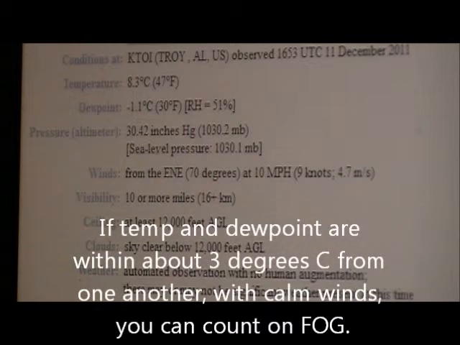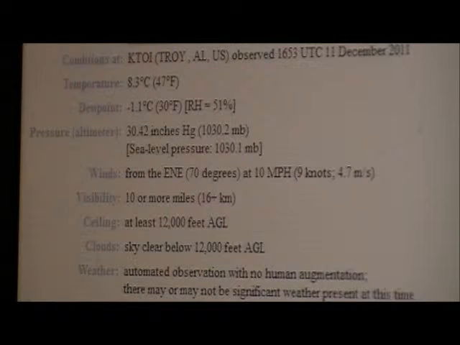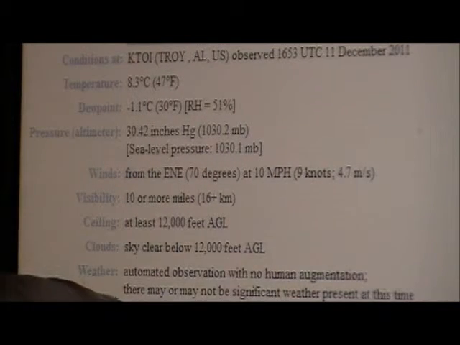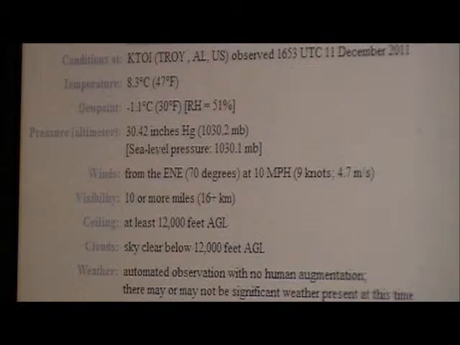Troy, Alabama Municipal Airport, temperature is 47 degrees Fahrenheit. The dew point is 30 degrees Fahrenheit. Altimeter is 30.42. Winds are east-northeast at 070 at 10 miles an hour. You've got 10 miles of visibility, ceiling, cloud clearance, and any kind of weather. The important thing to note though is these times are going to be in Zulu time or Greenwich Mean Time, UTC, however you want to word that.